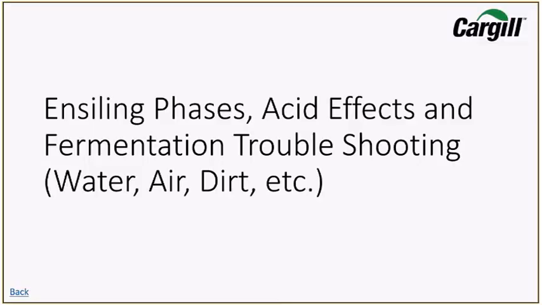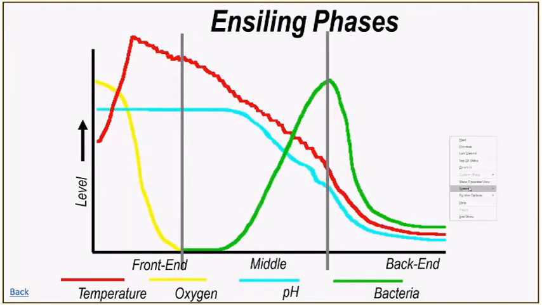In this segment, we're going to cover the ensiling phases, talk through what happens inside a silo, and then using some of those concepts, troubleshoot the fermentation and the ensiling, looking at three basic things really: water, air, and dirt. So to start with, we're going to go through the phases of ensiling.